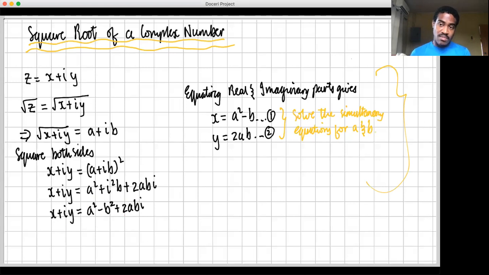So you just take the complex number that you're trying to find the square root of, equate it to another complex number, a plus bi, and then once you reach here, you can equate the real part to x and the imaginary part to y and get two equations, which you can then solve simultaneously. And once you do that, you should get the solution that you need for a and b, and that's basically it. So guys, that's it for the square root of a complex number.